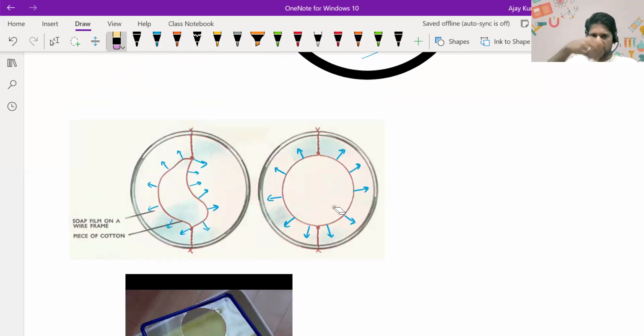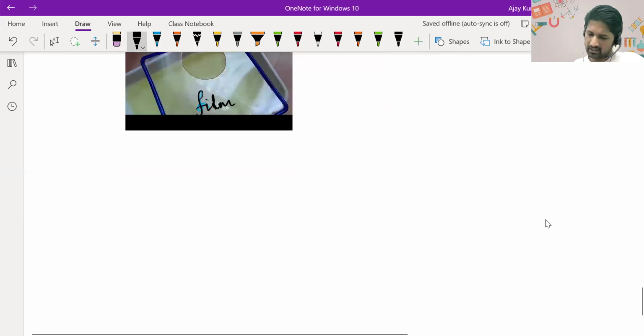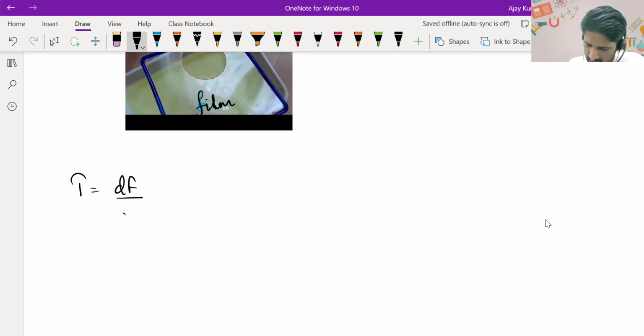So this loop of thread becomes a circle because the loop of thread is flexible. If it is rigid, it will stay like that. Liquid cannot change its shape if it is rigid. So let's spend some time on this. We will solve problems where we calculate the force due to surface tension first. By definition, surface tension is force per unit length.